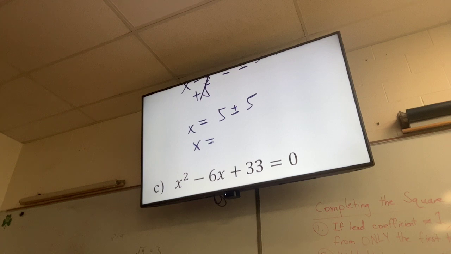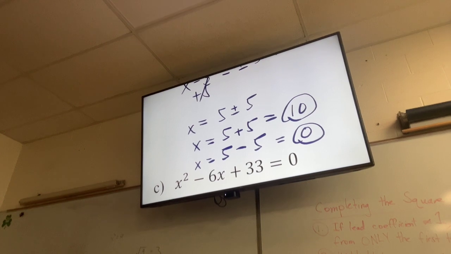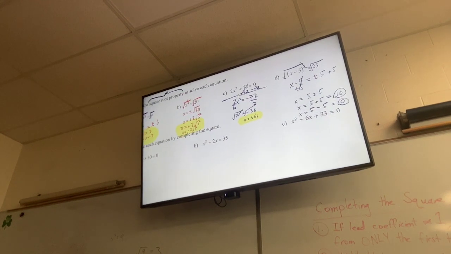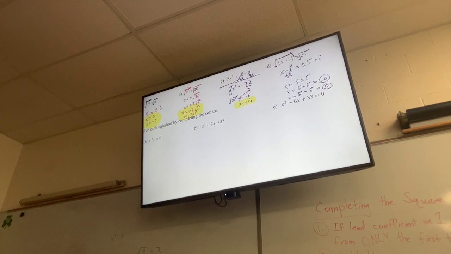So one answer is 5 plus 5. The other answer is 5 minus 5. That's how plus or minus symbols work. 5 plus 5 is 10. 5 minus 5 is 0. So my two solutions are 0 and 10. How can I always check my answers when I'm solving an equation? Just plug them back in for x. Yeah, thank you.